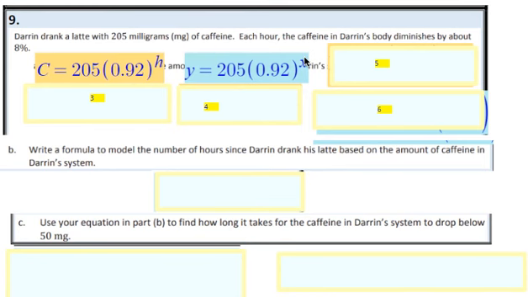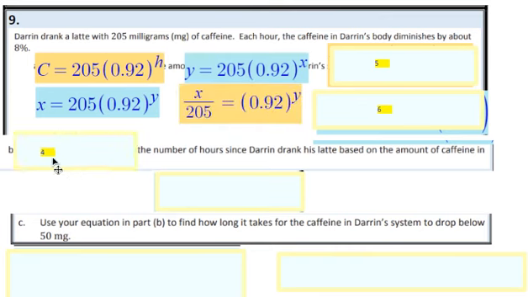Now, when we're taking the inverse, the big step is X and Y trade places. So now X equals 205 times 0.92 to the Y. And I need to solve for Y, but Y is in an exponent. So I need to get my exponential base alone. So that 205's got to go. So we divide both sides by 205. So X over 205 equals 0.92 to the Y.